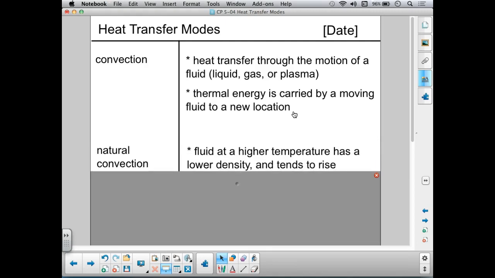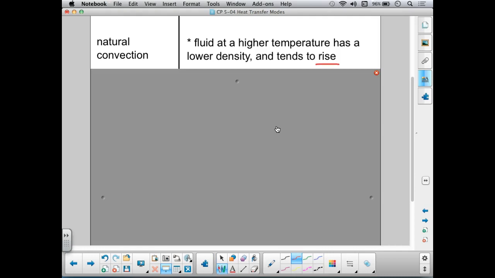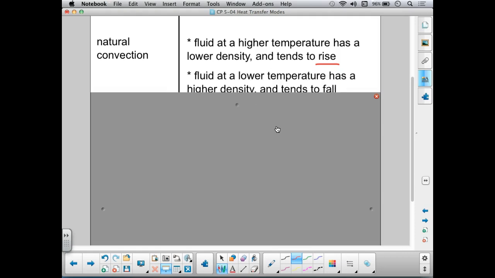So there are going to be two different kinds of convection. One is called natural convection, and this is maybe something you learned about in middle school. Natural convection occurs naturally. This is something that just normally happens out in nature and in the world. A fluid at a higher temperature is going to have a lower density, and it's going to tend to rise. This is something you may have heard as hot air rises, for example, or hot water rises. That's where this comes from, the principle of natural convection.